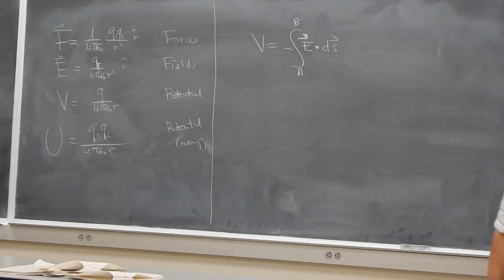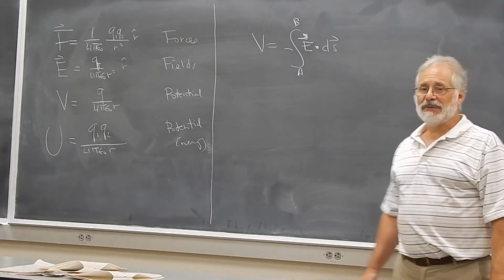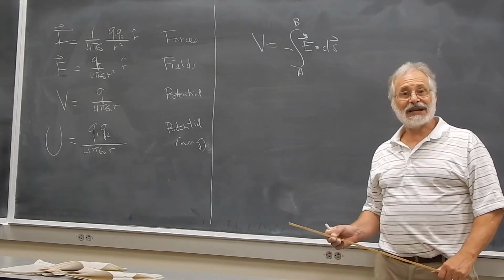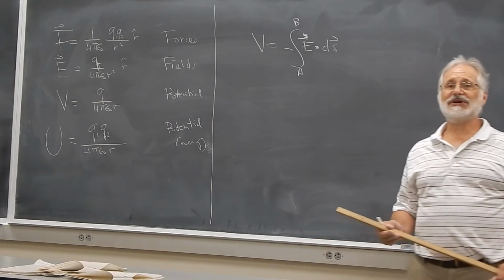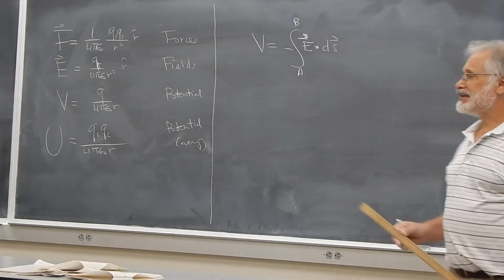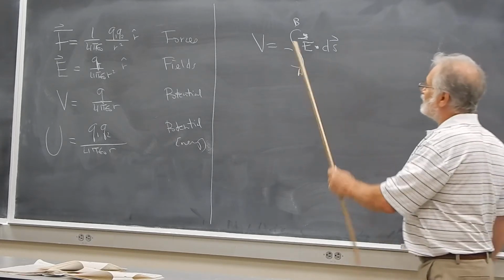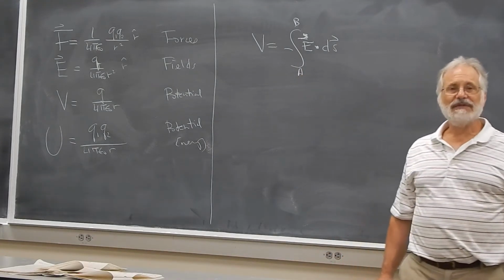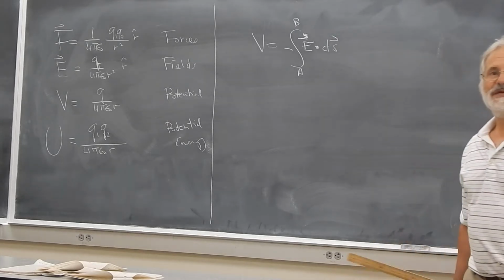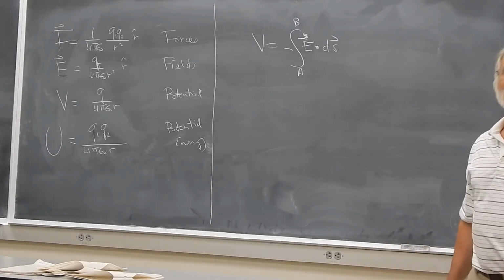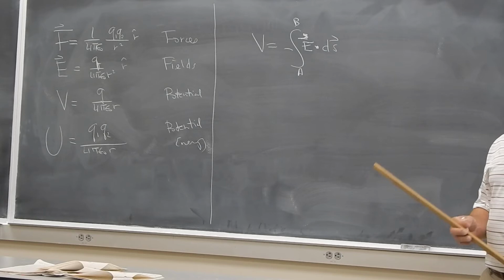And so you might ask the question, well, if I can get an electric potential from an electric field, can I get an electric field from an electric potential? And since I had to integrate to get from E to V, is there some way I can take a derivative and get from V to E? And the answer is yes, but it's not a simple derivative.